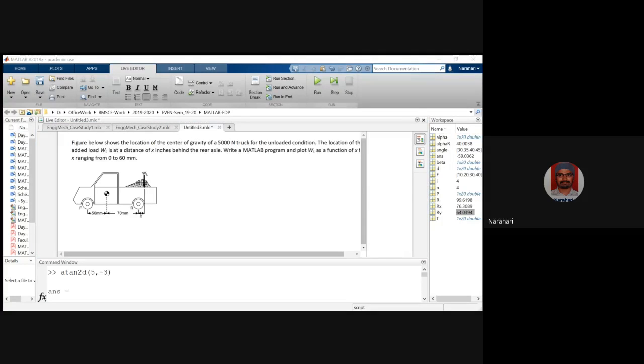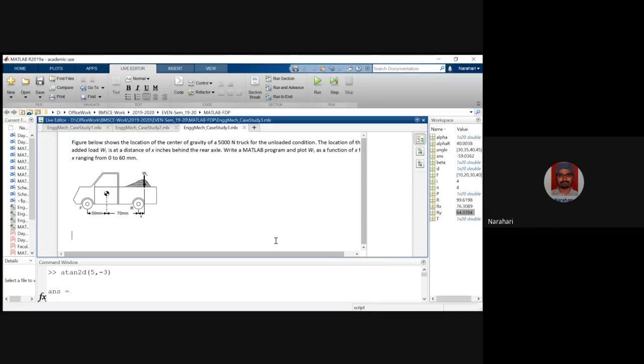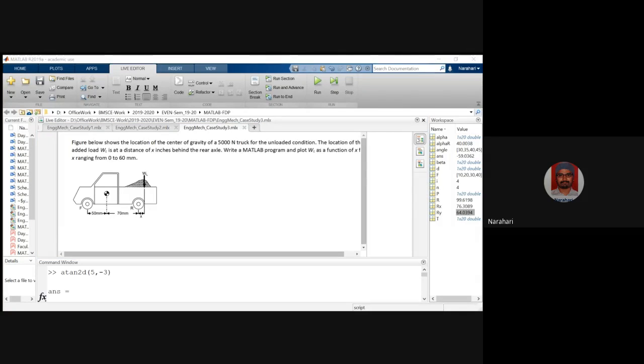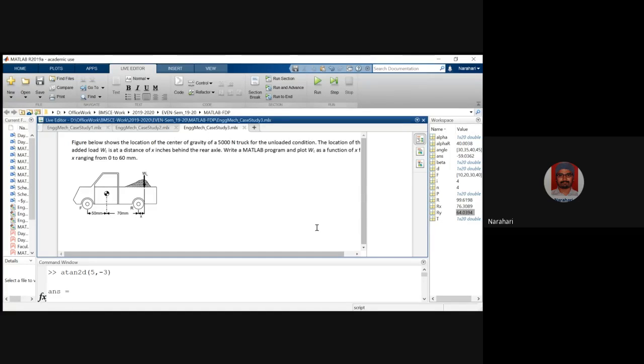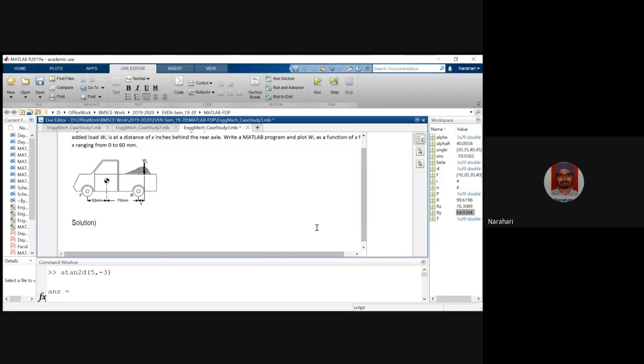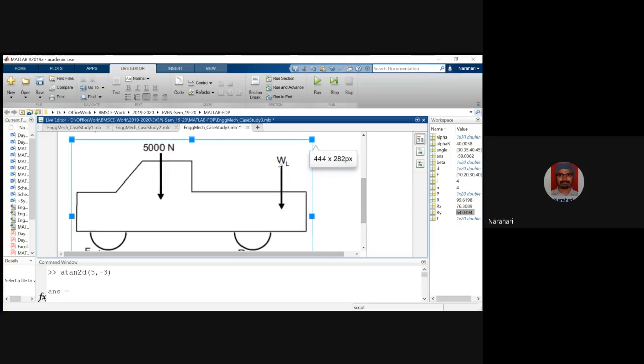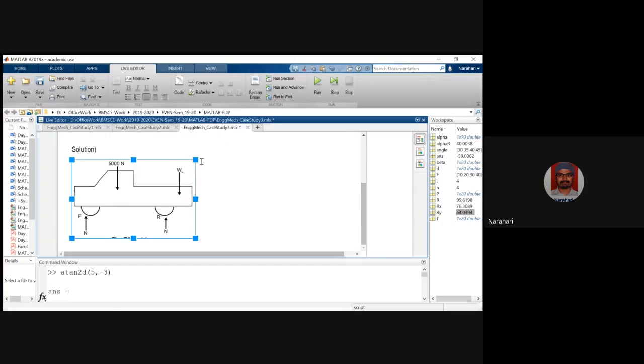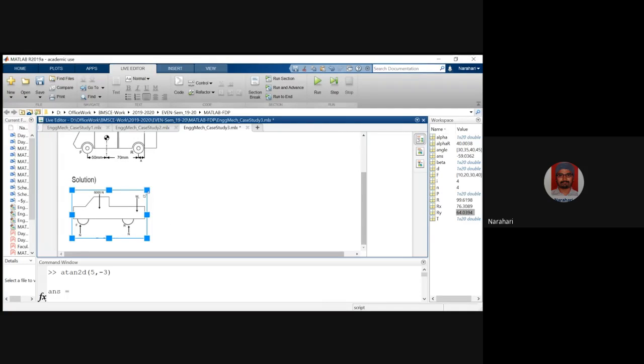I'll just save this particular thing. If you were to draw the free body diagram for this one, it will be like this. Is it visible? Free body diagram. Okay, so you have two normal reactions at both the wheels. The centroid of the truck has weight 500 Newton, and the load centroid has weight WL.